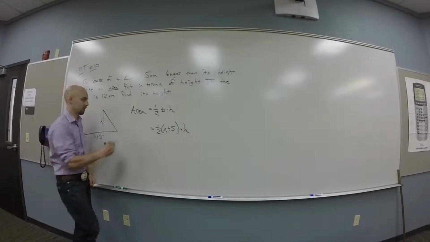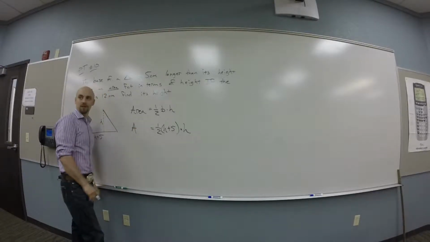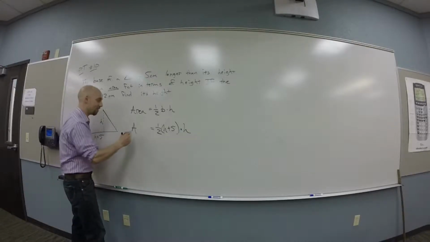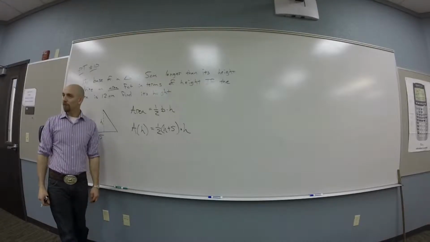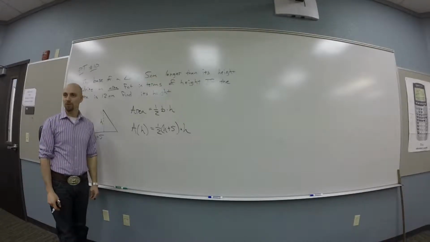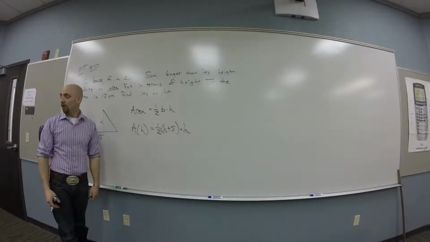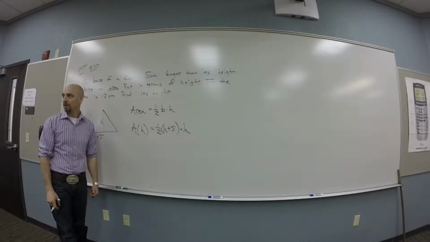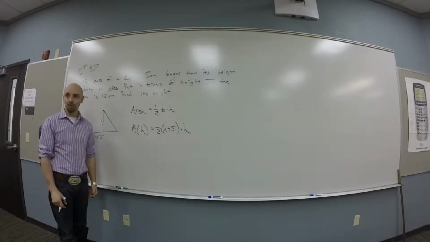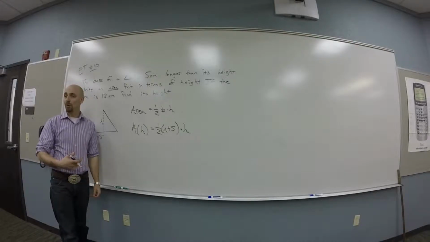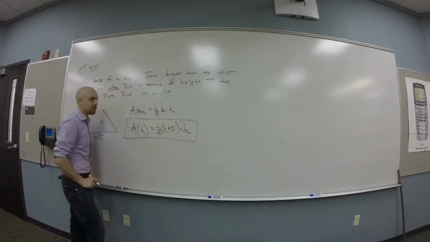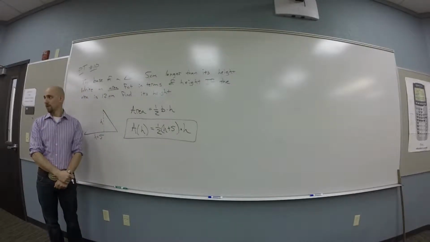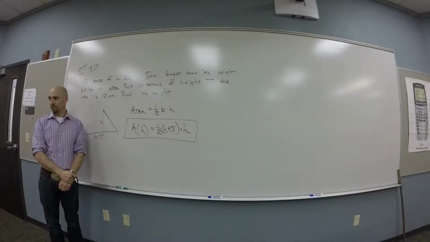A of h? Sure. You picked A to be your function name. That's a perfectly reasonable choice. You could pick area to be your function name. You could name your function Steve or Bill or whatever if you want. But I would go with A or area, either one of those. This is your area function. Cool? You're done with that part.